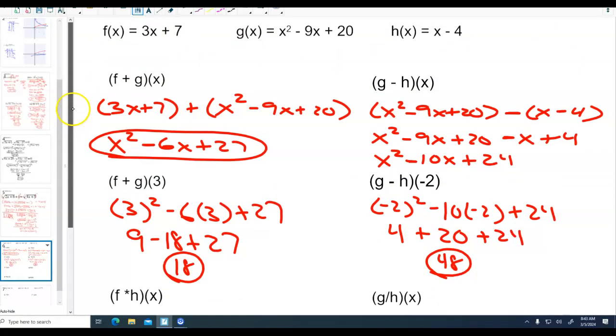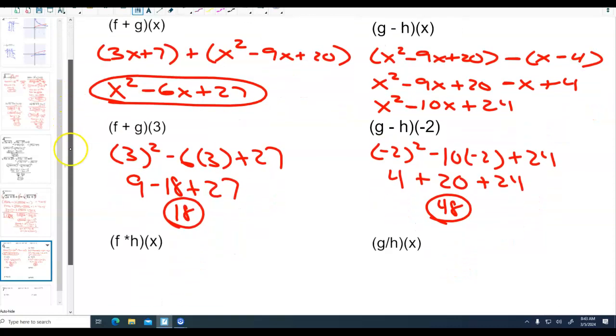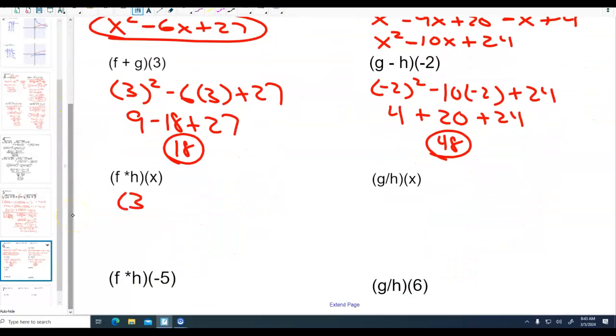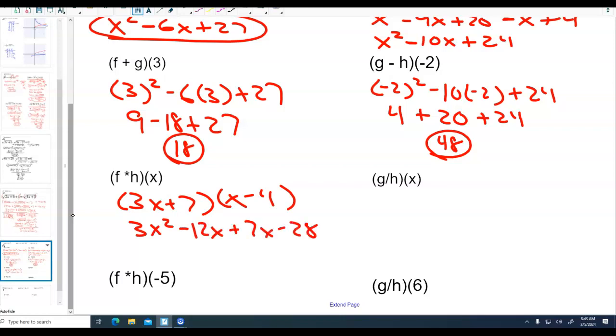So they're doing f times h, 3x plus 7 times x minus 4, which turns into a FOILing problem, basically. 3x squared minus 12x plus 7x minus 28. So my answer is going to be 3x squared minus 5x minus 28.